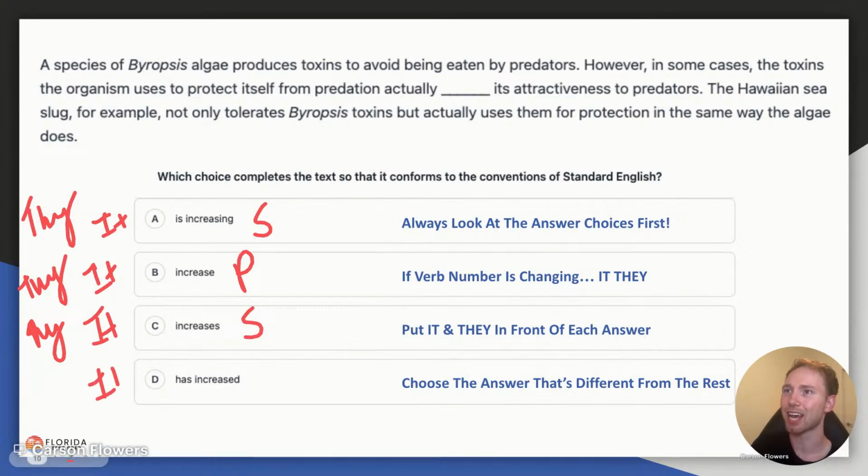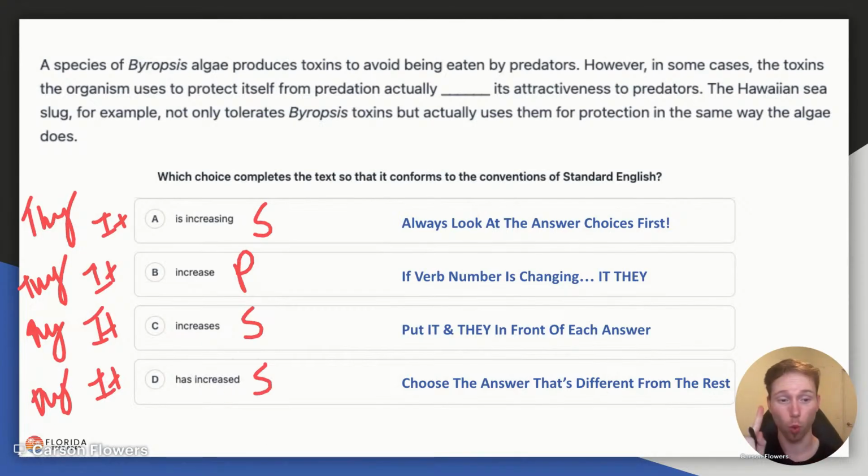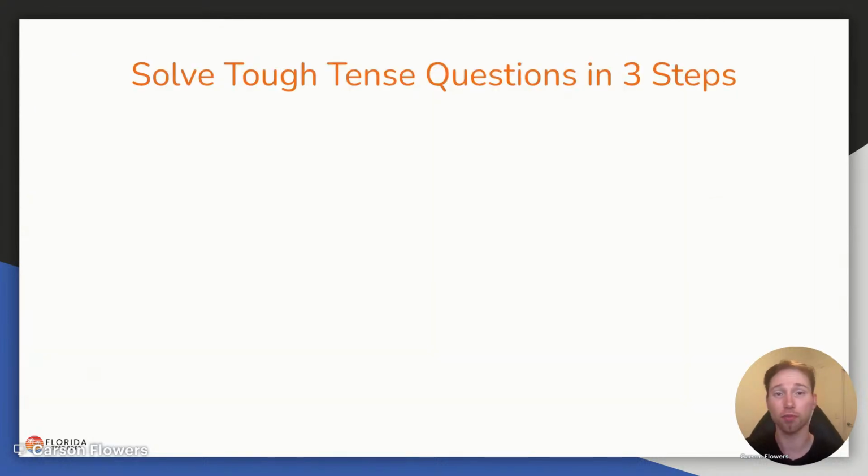Looking at D, it has increased. Sounds pretty good. Versus they has increased. Doesn't make any sense, so this is singular. Therefore, since 3 are singular, 1 is plural, I know B is the correct answer for this question, and I did not have to read the passage. Moving on, let's solve tough tense questions in 3 steps.